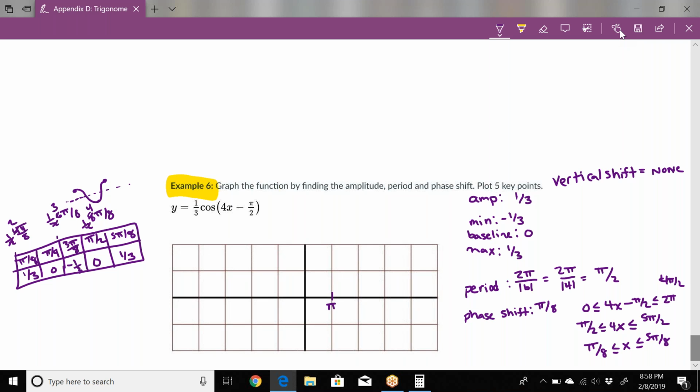So I'm going to kind of zoom in a little bit, and we're just going to mark pi over 4 and pi over 2 because the 8s will be in between those. So pi over 8 is my starting point, and I'm at +1/3, which is about right here. Then at pi over 4, I'm at 0. At 3 pi over 8, which would be exactly halfway between these two, I'm at -1/3. At pi over 2, I'm at 0, and at 5 pi over 8, I'm at 1/3.